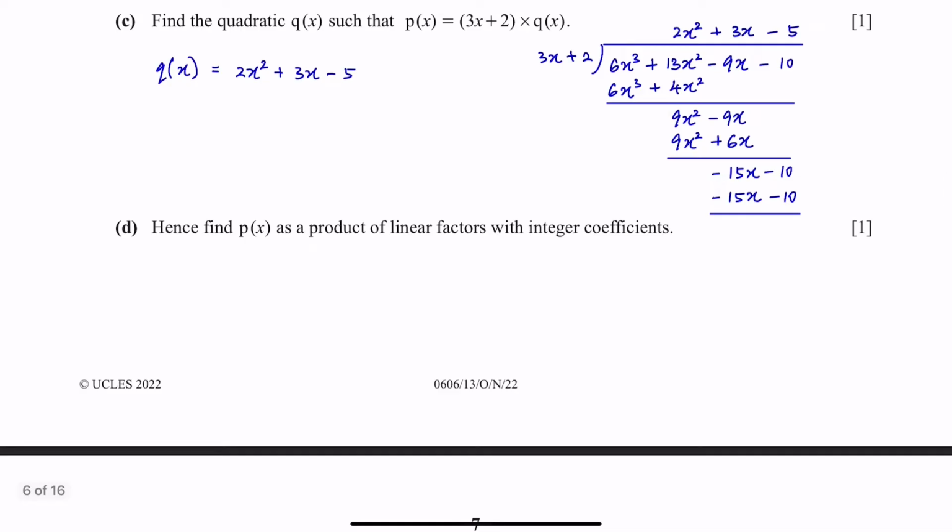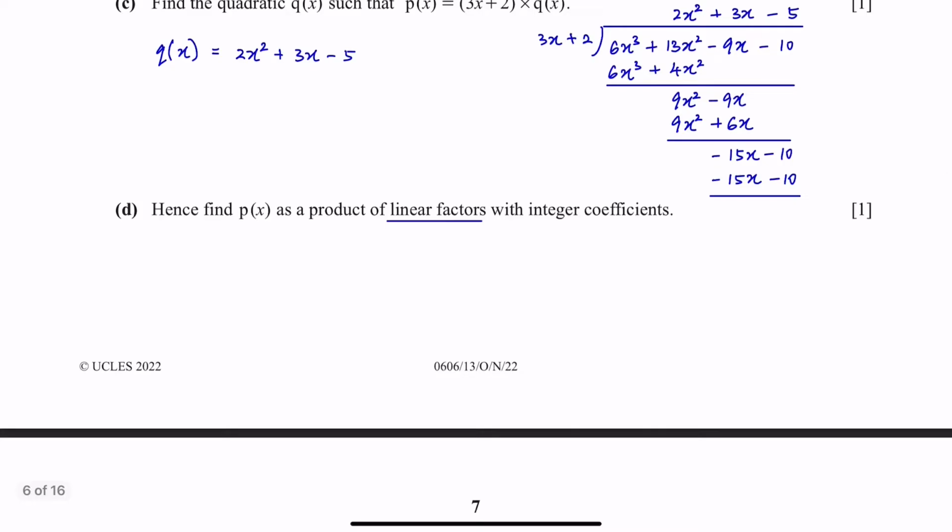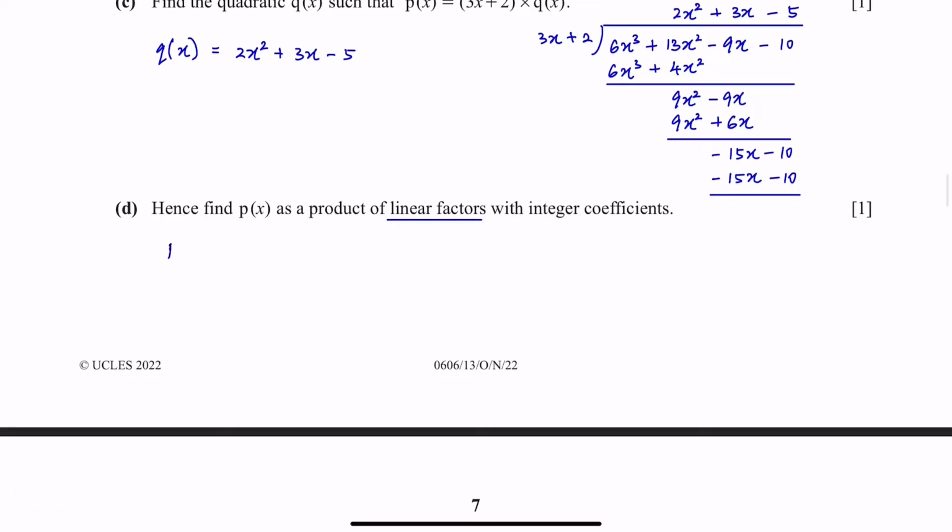For part D, we need to find p(x) as a product of linear factors. So linear factors means that the power of x in each of the factors would just be 1. So we have p(x) equal to 3x plus 2 times 2x squared plus 3x minus 5. And this is already linear.